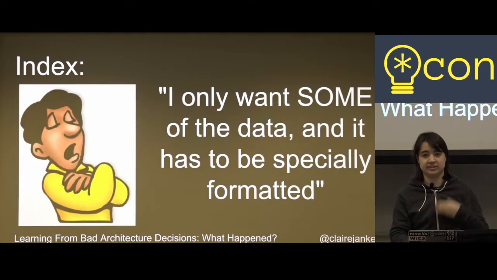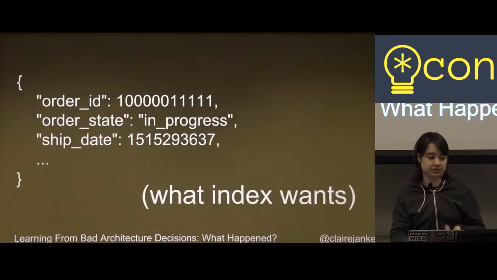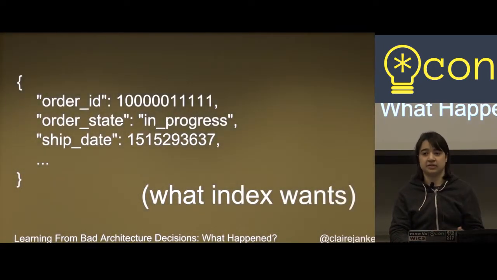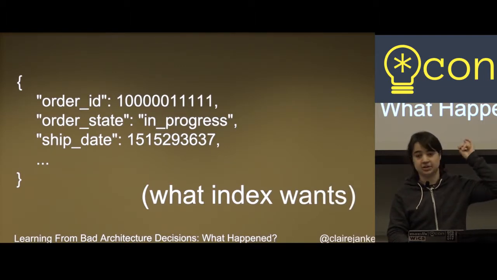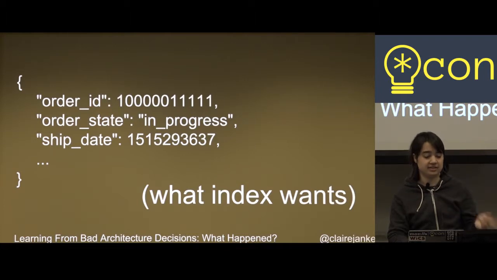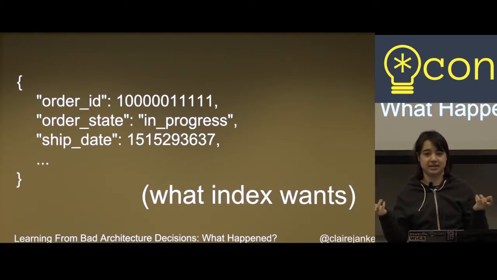And the index also wants it to be specially formatted. Elasticsearch's APIs expect JSON blobs, and if you're not familiar with a JSON blob, it's just this bracket notation formatted stuff here. And so the index is like, I want this. I don't just want your random database junk.